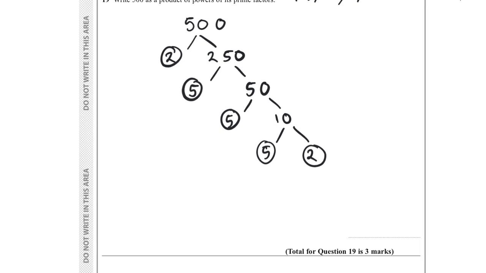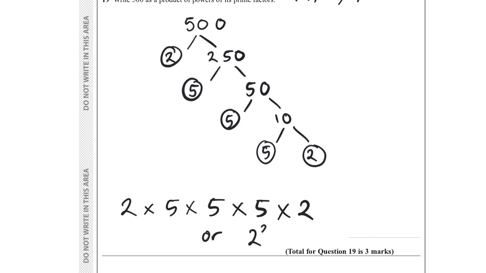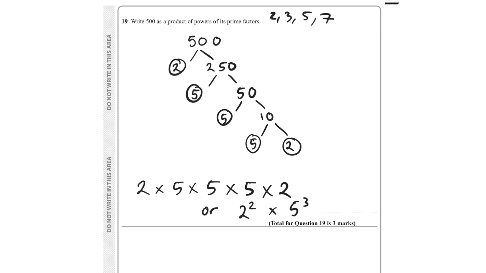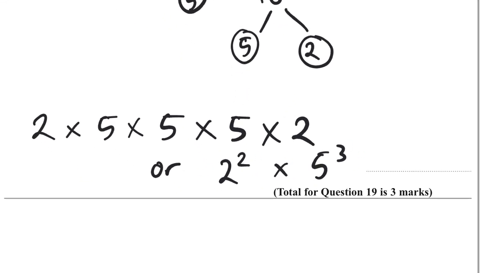Then, every time you do each step of the branch, you circle the prime, and then you move on to the other side. So once you've circled it, that branch is ended. You don't do any more from it. So then you get 2 times 5 times 5 times 5 times 2 is your answer. Or if you want to be bougie, you say 2 squared times 5 cubed, because 2 times 2 is 2 squared, and 5 times 5 times 5 is 5 cubed. But I personally prefer that way. I think it's easier for you to remember. But it has asked for product of powers with prime factors, so maybe it'd be better to put this one for this one.